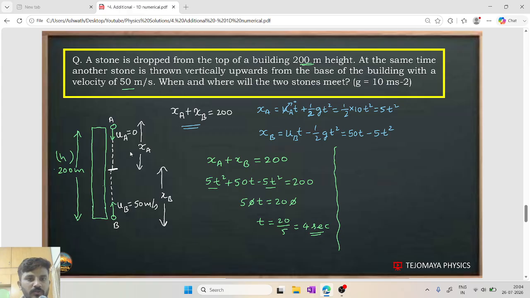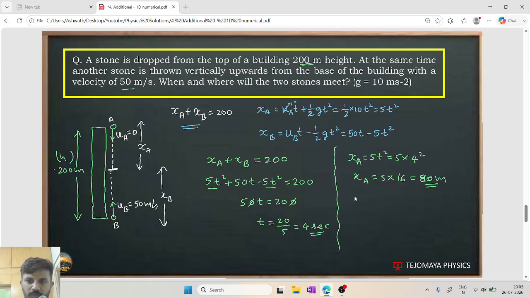When and where? So at what distance do they meet? You can calculate from the bottom or from the top also. First I will find out from the top. XA is equal to 5t square. 5 into t value, which is how much? 4. So XA is equal to 5 into 16. So that is 80 meters. Correct, no?